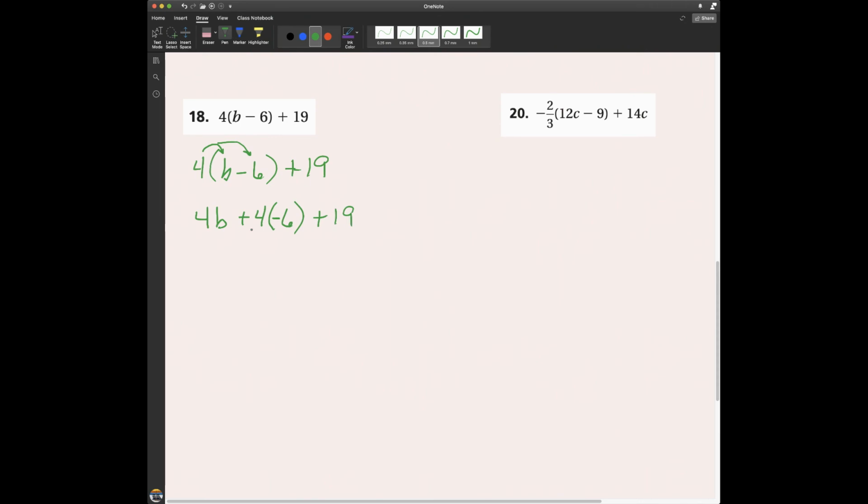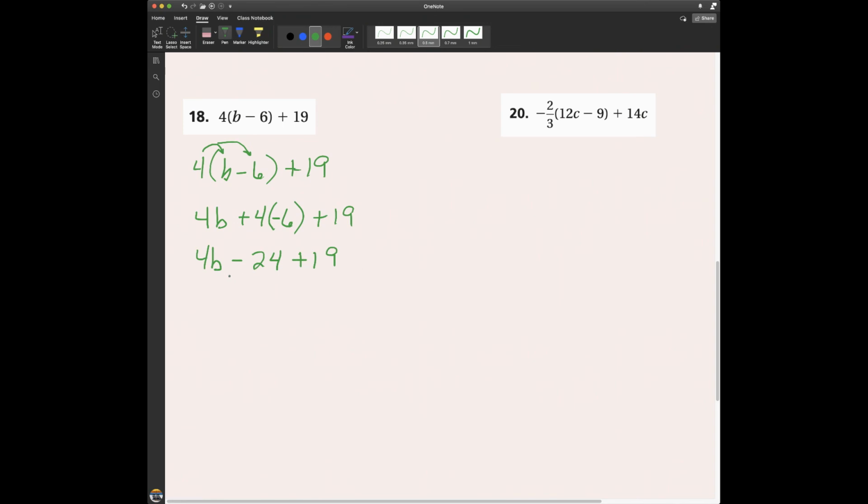Okay, let me go ahead and multiply the positive 4 times the negative 6, and I end up with 4b, and that's negative 24, and that's positive 19. If I were to read this expression to you, this would be 4b minus 24 plus 19.